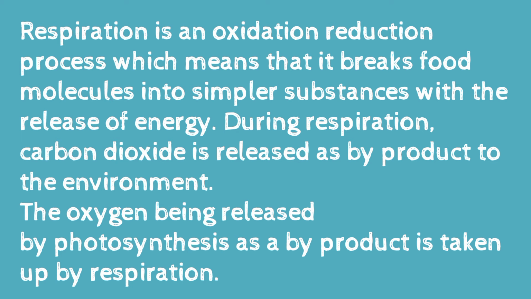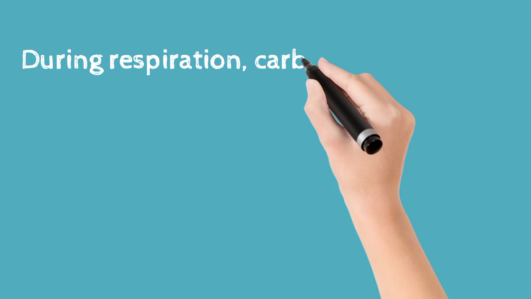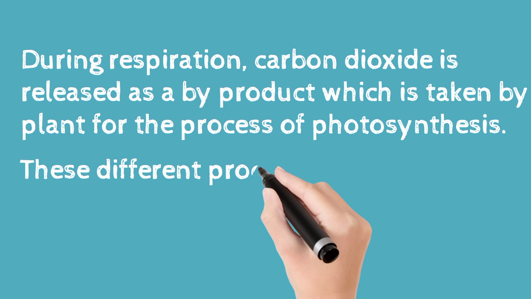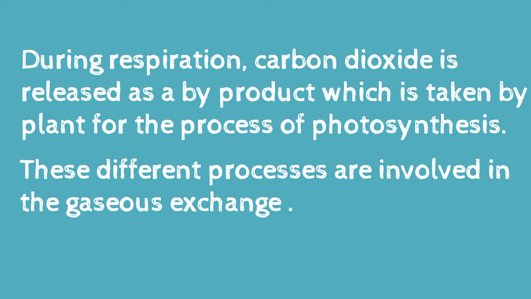So the organism takes the oxygen from the environment for the process of respiration. While during respiration, carbon dioxide was formed as a byproduct and released to the environment. And on the other hand, the plant requires carbon dioxide for the production of food. So the plant takes carbon dioxide from the environment for the process of photosynthesis. So these are actually the requirements of carbon dioxide and oxygen.